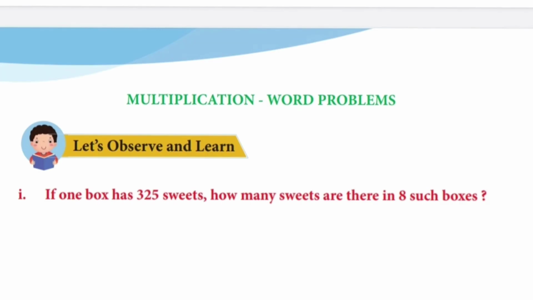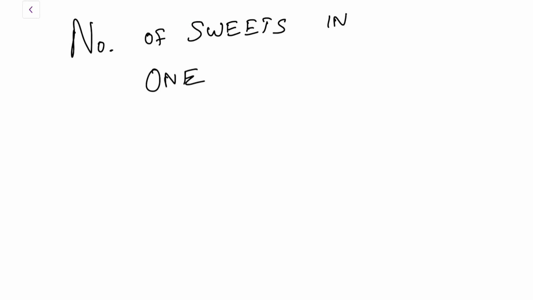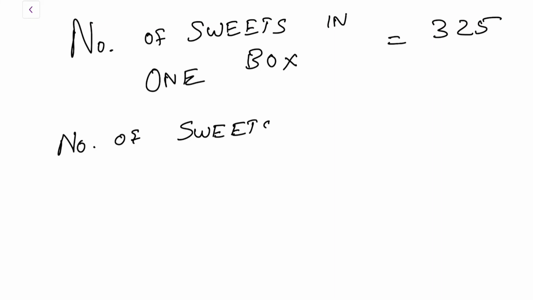Let's learn multiplication from word problems. Okay, here's your first question. If one box has 325 sweets, how many sweets are there in 8 such boxes? How do we do this? Okay, what have they given? They have given the number of sweets in one box. Okay, how many are there? They said 325 are there. Alright, now they're asking you to find out the number of sweets in how many boxes? In 8 boxes. That's right. Okay, so what do you think it is?